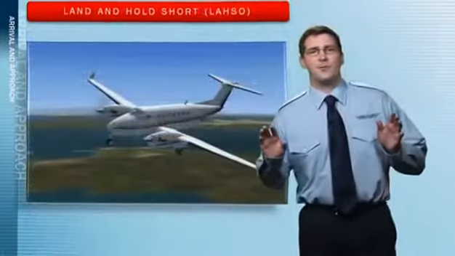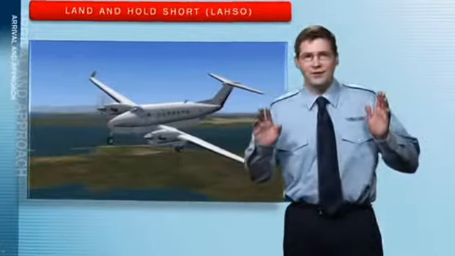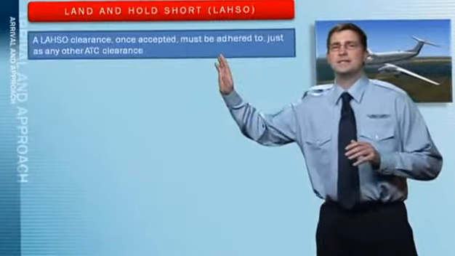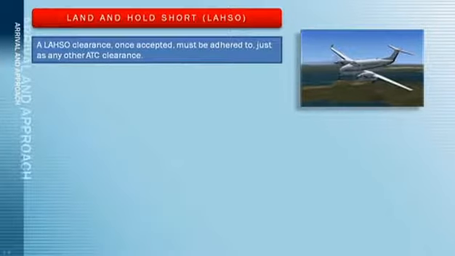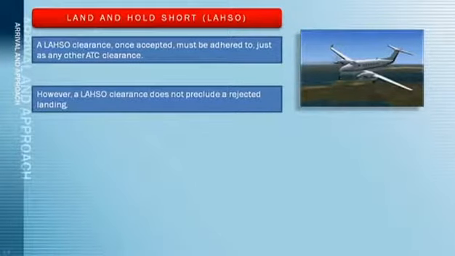Now, we have 3 other points on LASSO. First of all, if you accept a LASSO clearance, you must adhere to it just as you would any other ATC clearance. Now, there is one exception. A LASSO clearance does not preclude a rejected landing. If you need to go around, you go around.